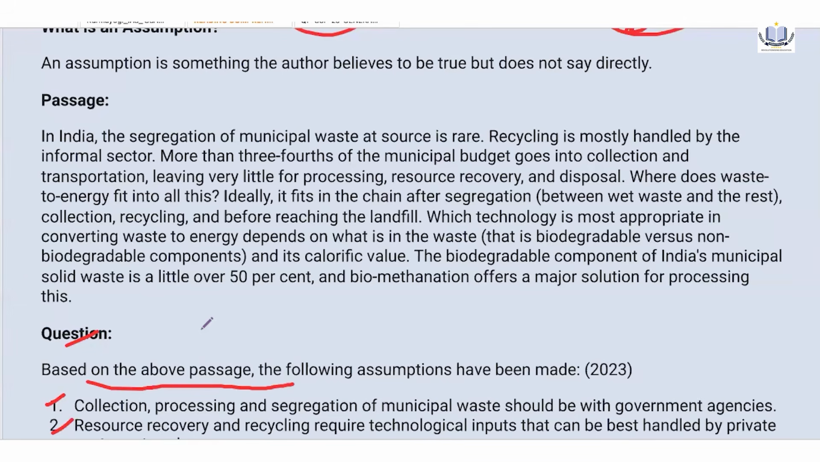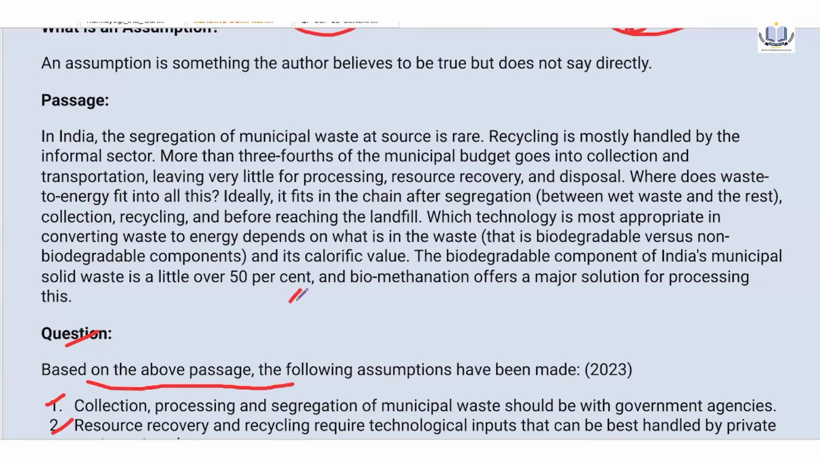If it is segregated, it has a contribution of a little over 50%. And then we can use techniques like biomethanation. But until we are segregating at source, all the other things will fall down. That's the hidden belief. That's very important. That's a part of the author's belief system.